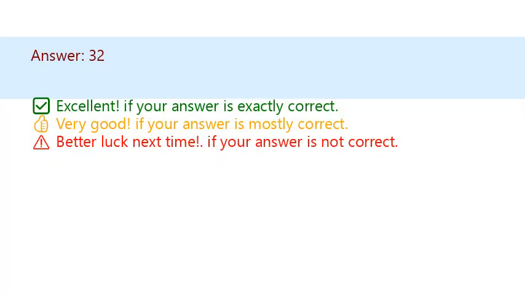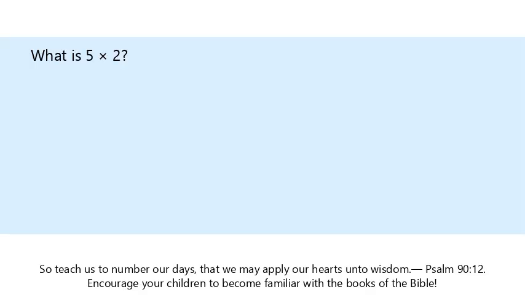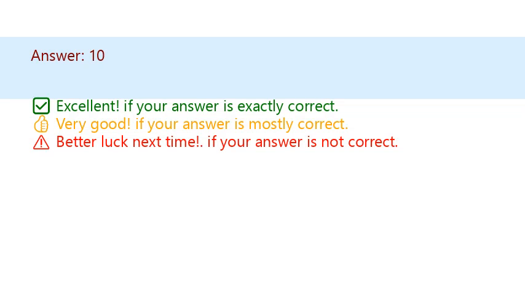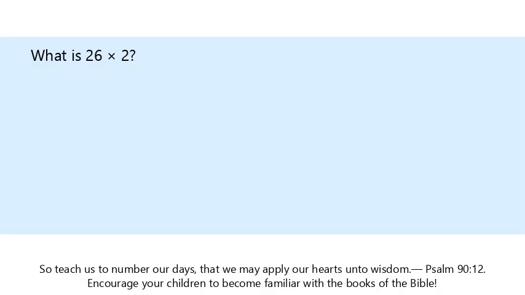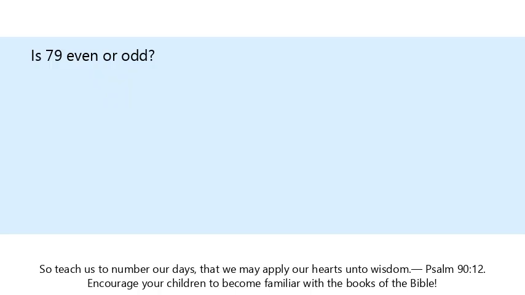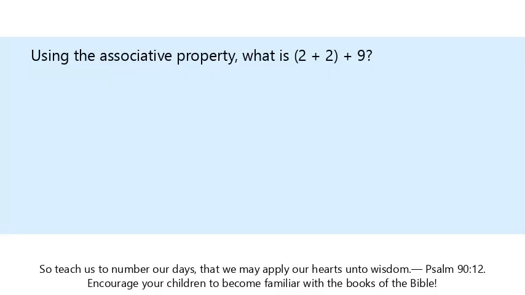Answer, 32. What is 5 times 2? Answer, 10. What is 26 times 2? Answer, 52. Is 79 even or odd? Answer, 79 is odd. Using the associative property, what is (2 + 2) + 9?